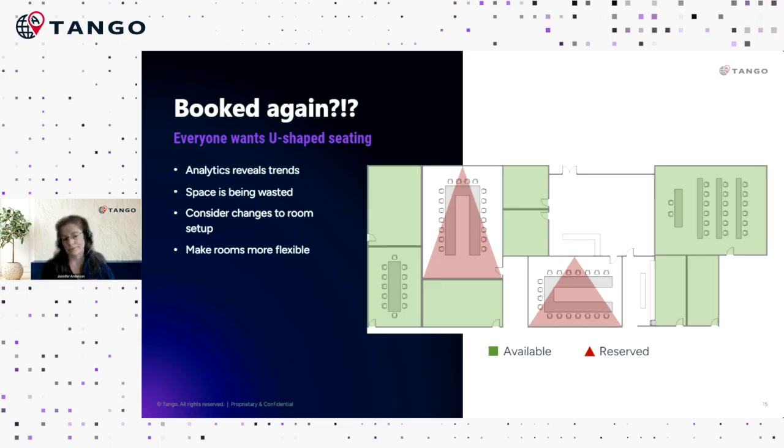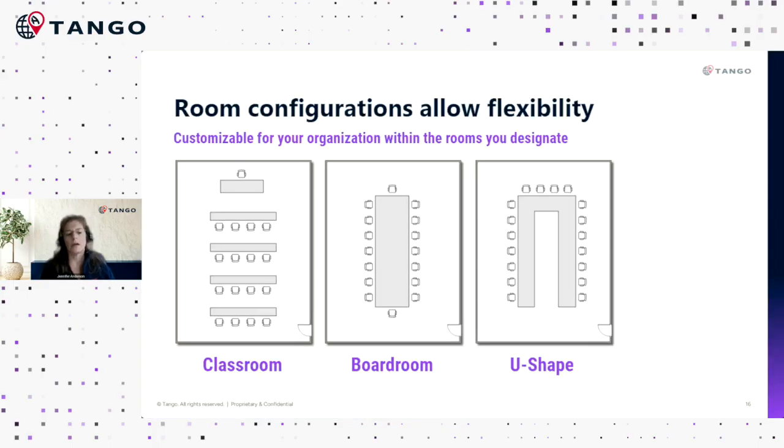Our solution? Room configurations. Choices and flexibility within Tango Workplace enable you to make the most of your space. Our conference rooms need to be set up differently depending on the nature of the meeting. When asking yourself, should I make this room more flexible? You can measure this based on analytics. Room configurations are completely customizable in Reserve. You can't do that in Outlook.